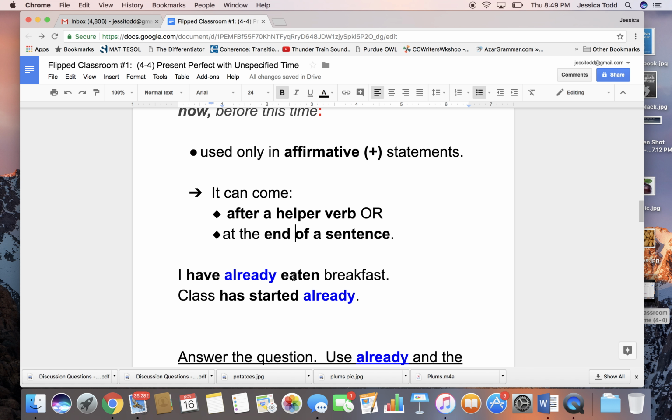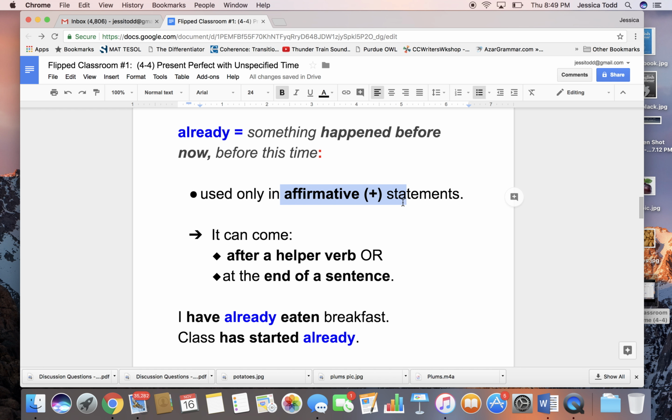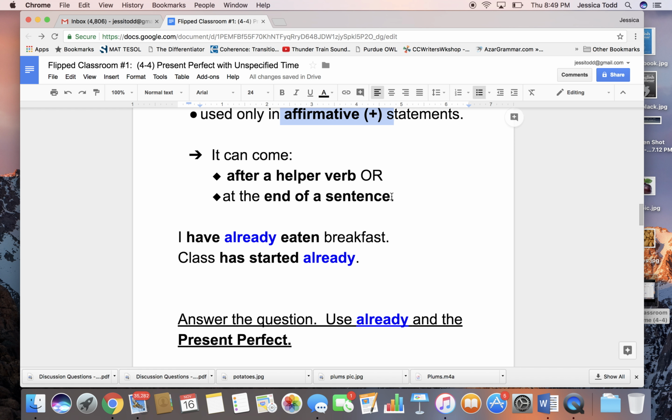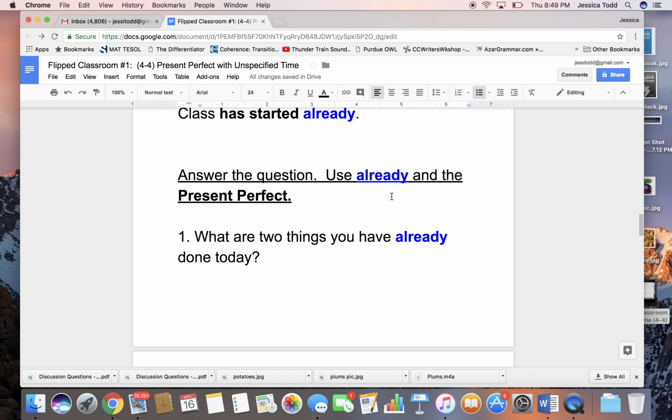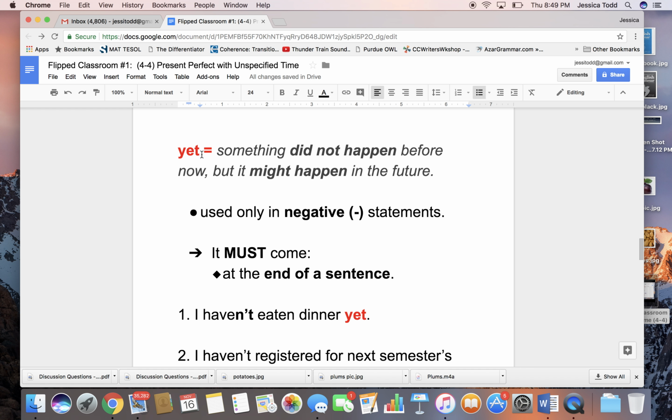Let's compare it to the opposite. What if we don't want to talk about an affirmative sentence? We want to talk about a negative sentence, right? Then we can use "yet," okay? Yet means that something did not happen before now, but it might happen in the future. And this is very important. For yet, we have to believe that the action might happen in the future, or that we plan for it to happen in the future, right?